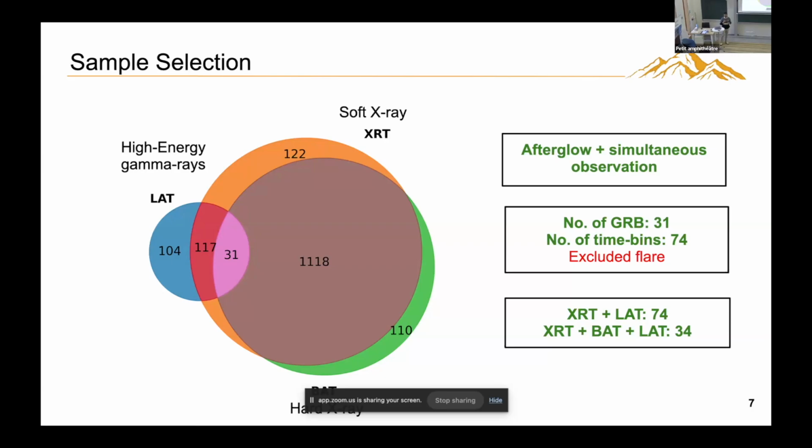I also excluded the flaring state, because there is a study which said the flaring state in GRBs corresponds to the prompt emission. So to avoid those anomalies, I chose only the GRBs having the typical standard afterglow. Also, I included the hard X-ray data from the BAT.